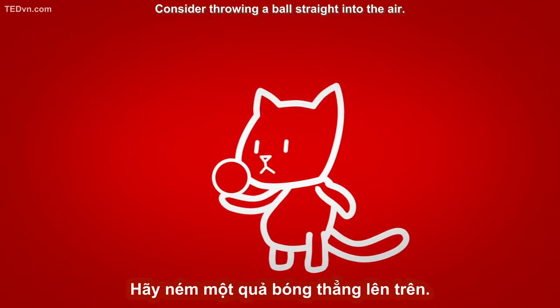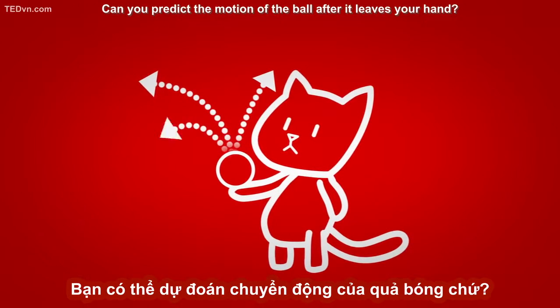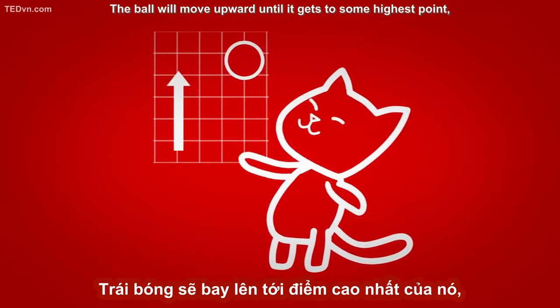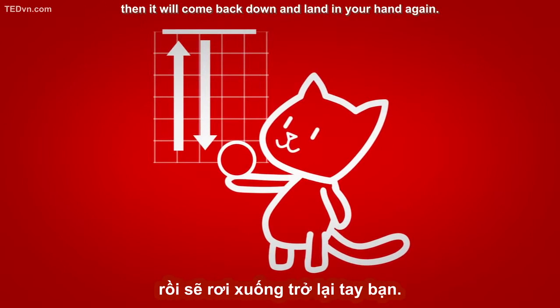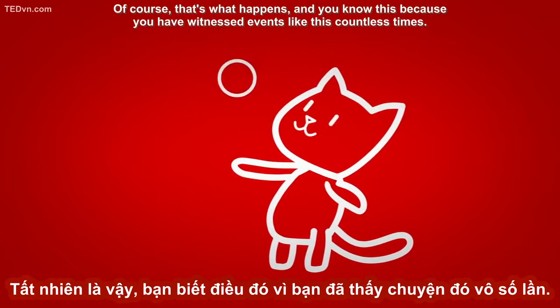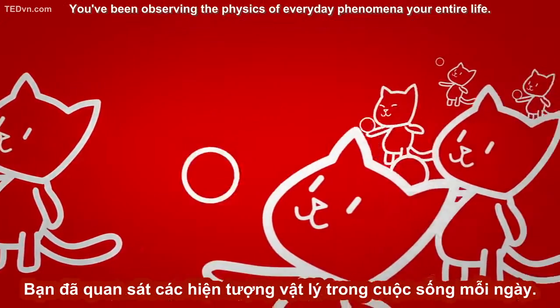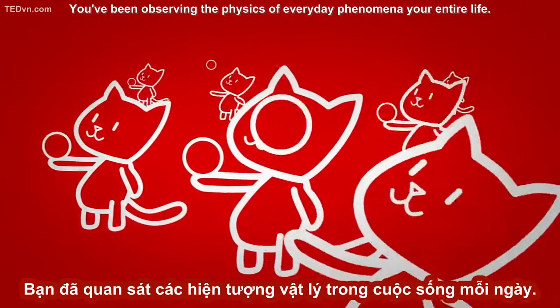Consider throwing a ball straight into the air. Can you predict the motion of the ball after it leaves your hand? Sure, that's easy. The ball will move upward until it gets to some highest point. Then it'll come back down and land in your hand again. Of course, that's what happens, and you know this because you have witnessed events like this countless times. You've been observing the physics of everyday phenomena your entire life.